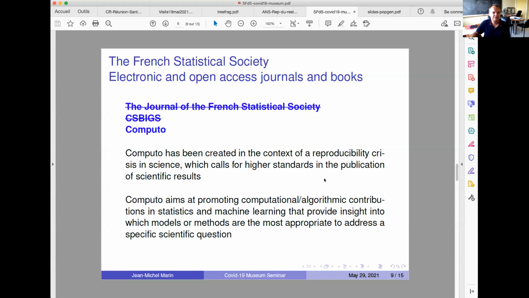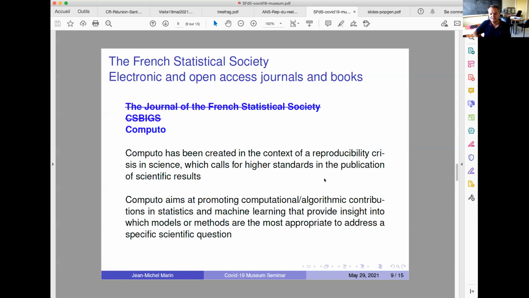One year ago, we had two journals related to survey and methodological statistics. One is the Journal of the French Statistical Society, and the other, more concerned with case studies, is called CSBIGS. Now we start with a new journal in place of these two, called Computo.